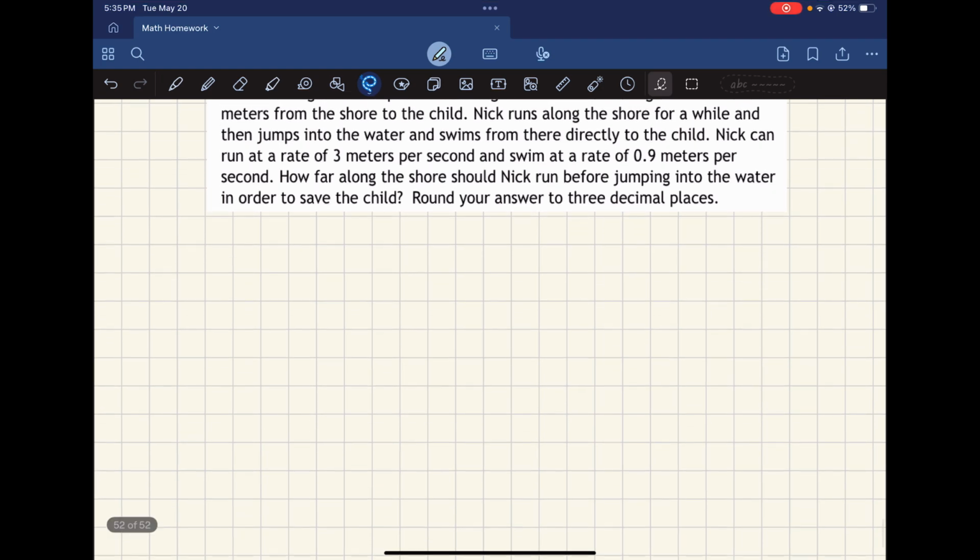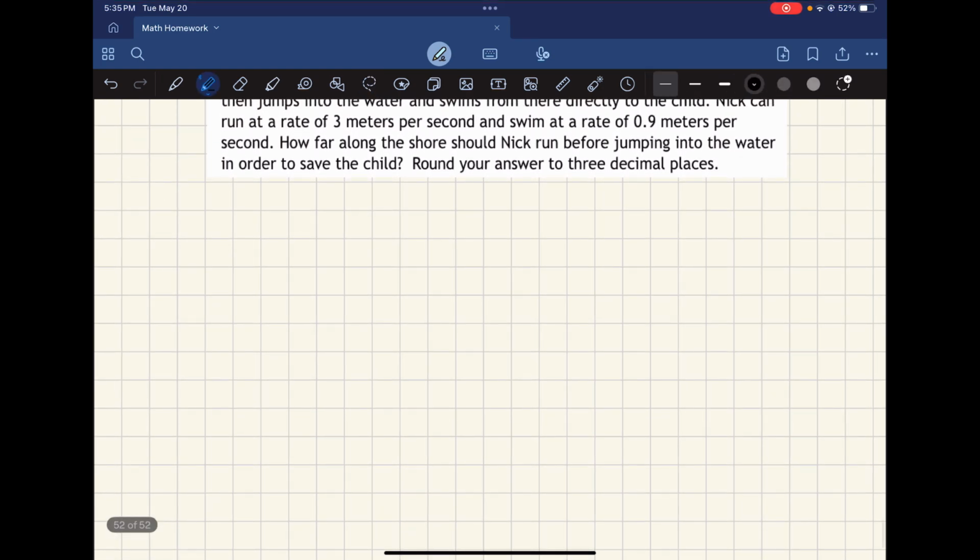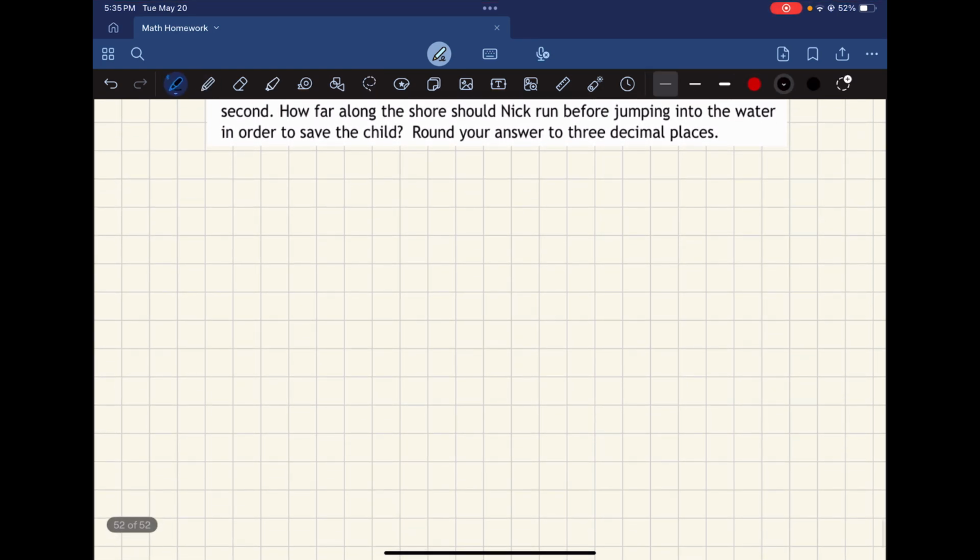A problem like this, it's easiest to start by visualizing it. So we'll take all the variables and figure out where they belong and what we still need. I'll start by just drawing the shore, the distance to the shore, and the distance to the child in the water. And this will be him swimming. So at what point will he start swimming?